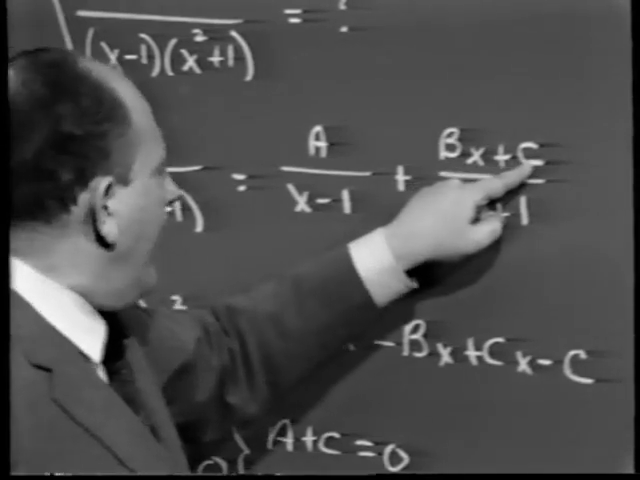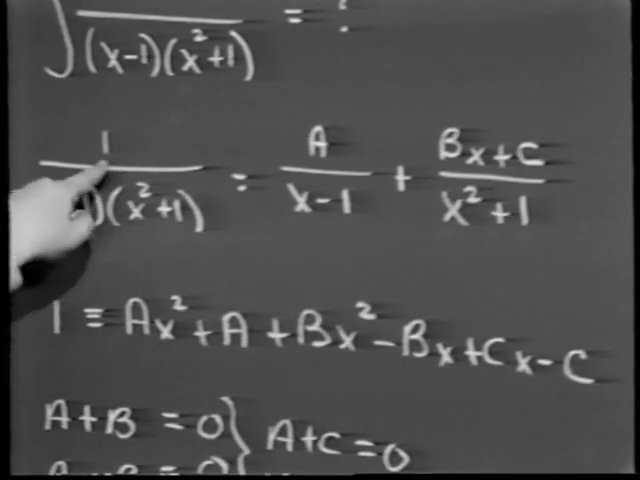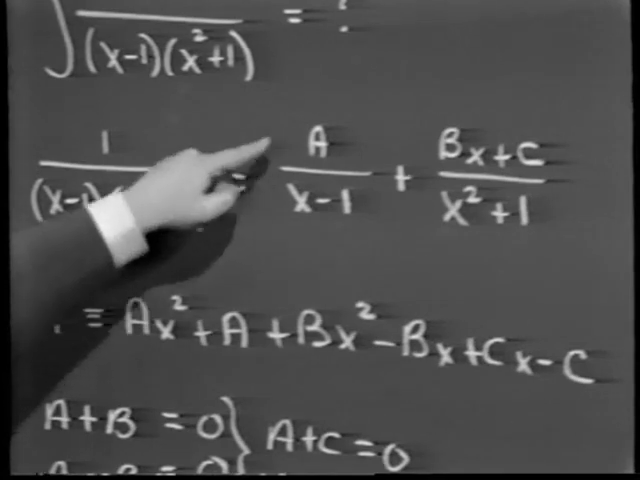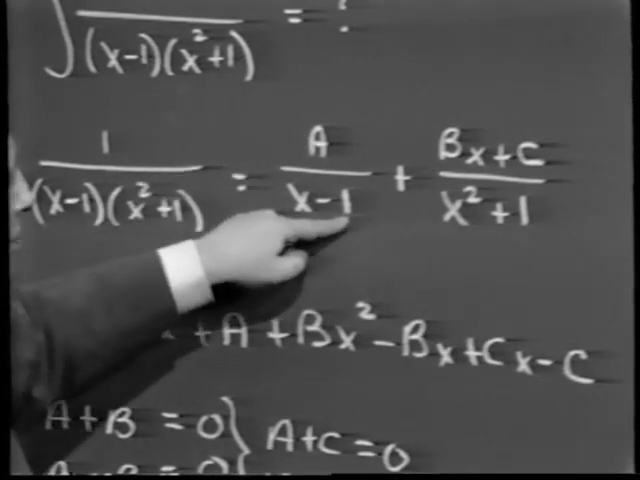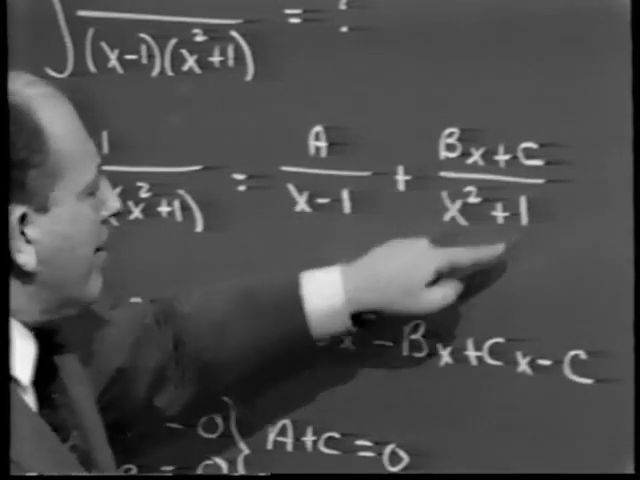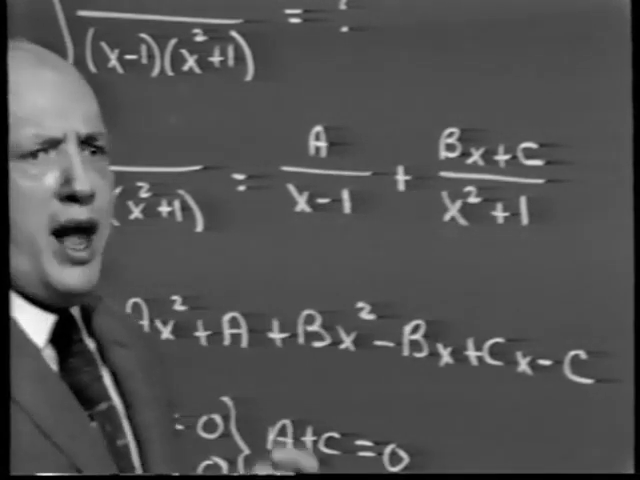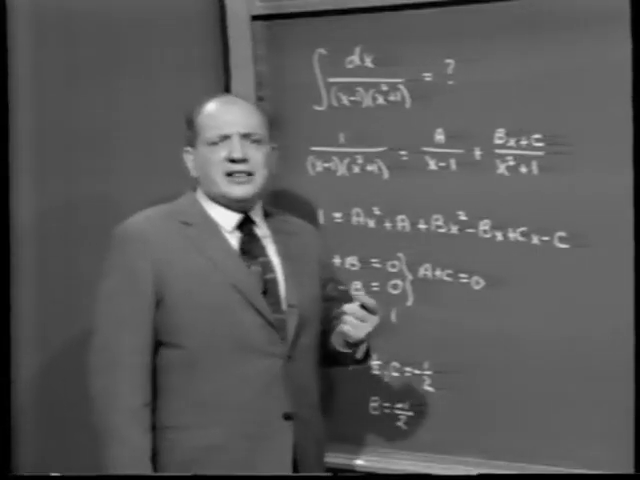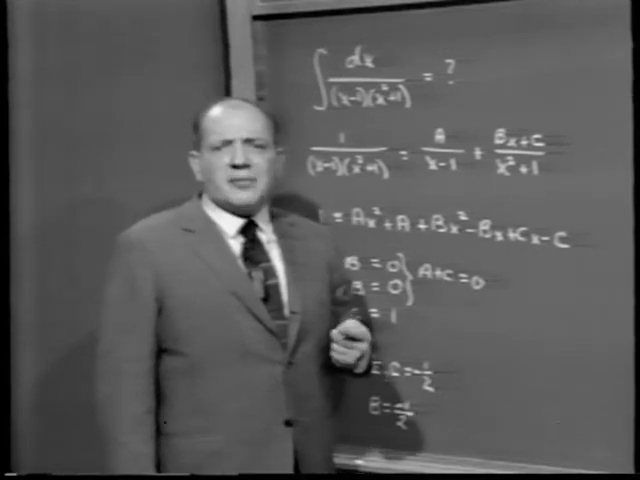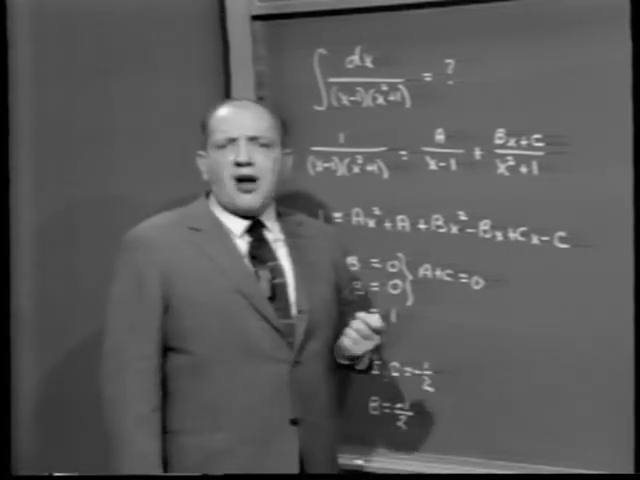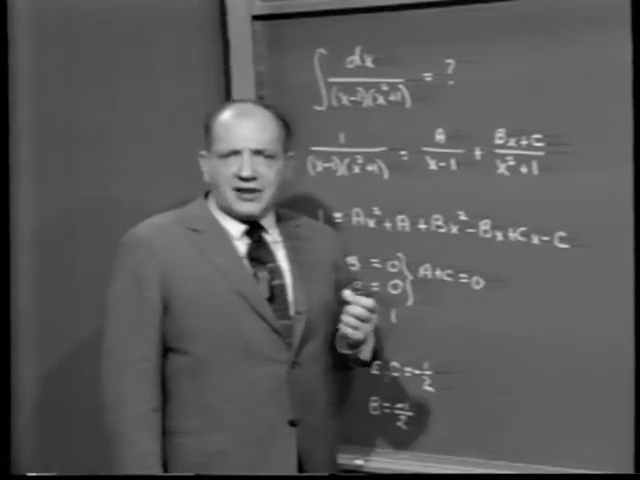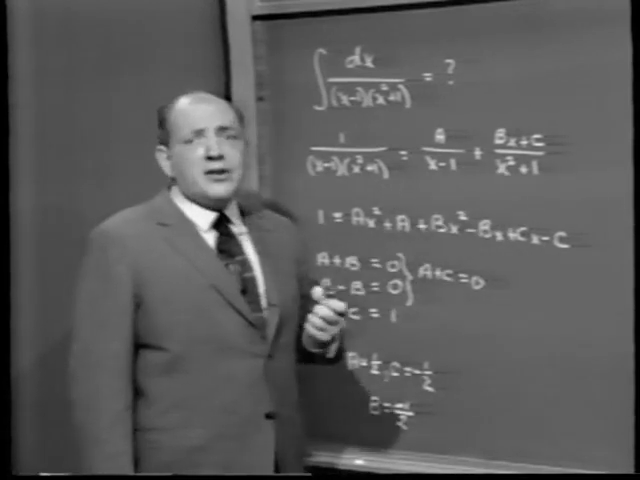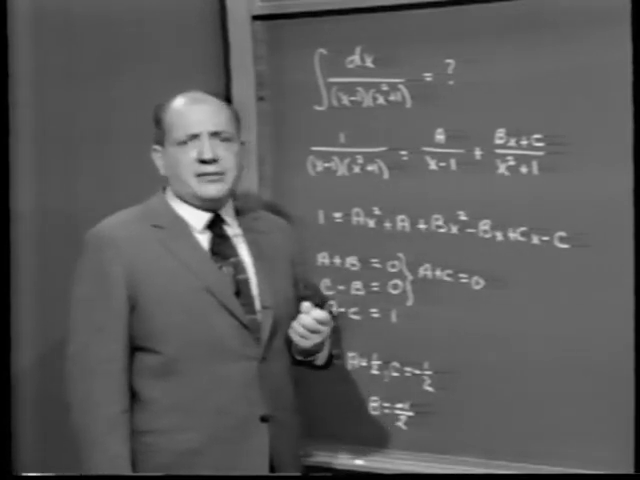So what I'm saying is, to wind up with 1 over x minus 1 times x squared plus 1, I had better start with something of the form a over x minus 1 plus bx plus c over x squared plus 1, where a, b, and c are constants. The key point is that if we weren't sure that the degree of the numerator were less than the degree of the denominator, we would not know where to stop in our numerator. In other words, by this convention, we're sure that the degree of the numerator in any one of these terms can't be greater than the degree of the corresponding denominator.